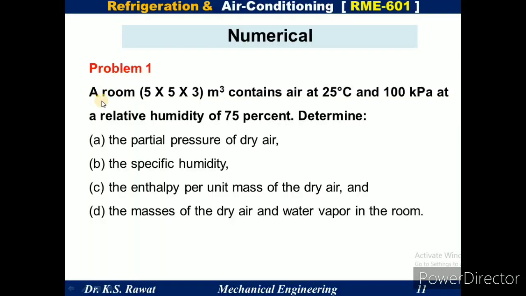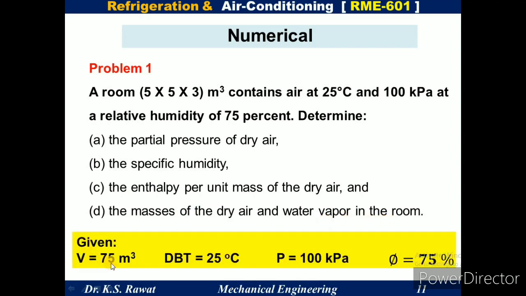The problem is: a room 5 by 5 by 3 meter cube. So this is the volume of the room. Our room contains air at 25 degrees centigrade and 100 kilopascal at a relative humidity of 75%. Determine the partial pressure of dry air, the specific humidity, the enthalpy per unit mass of dry air, and the mass of dry air and water vapor in the room.